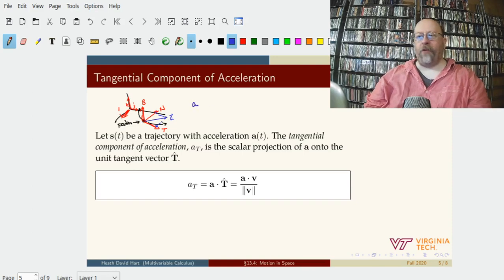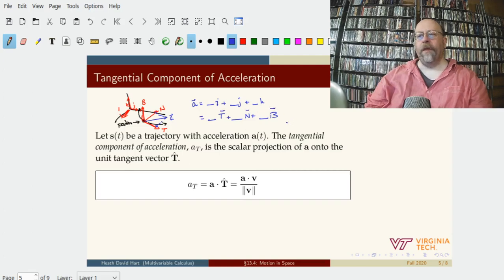And so if we have an acceleration vector in terms of i, j, and k, we want to know instead how much of that is in these directions instead. We want to make these conversions. We call this part the tangential component of acceleration. We call this part the normal component of acceleration. And it turns out this component is always, always, always 0.